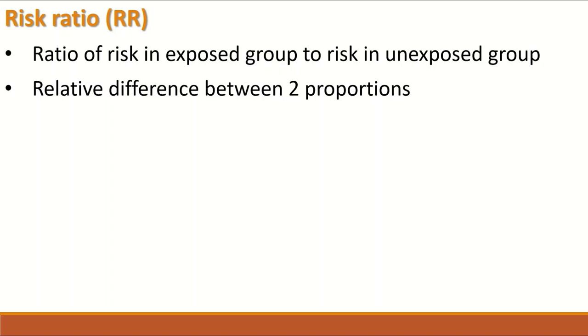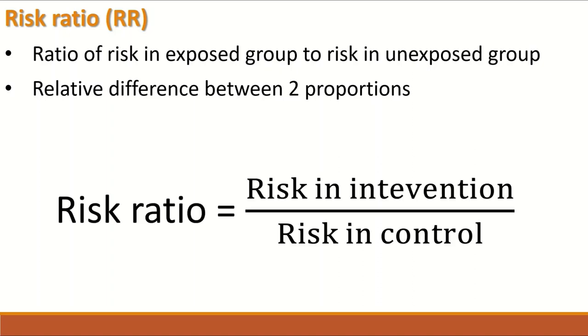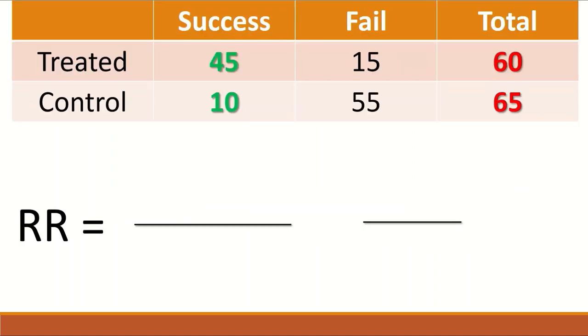It is a relative difference between two proportions, and it is simplified in this formula. Risk ratio is equal to the risk in the intervention divided by the risk in control. So here I have inserted data for a study that investigated the effect of a new treatment on a condition. Here we have two groups, the treated group and the control group.